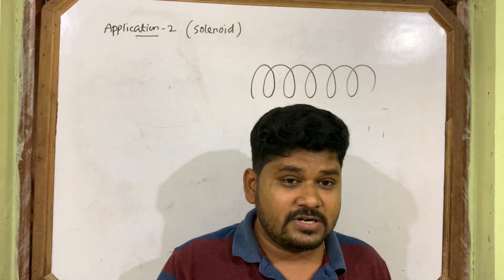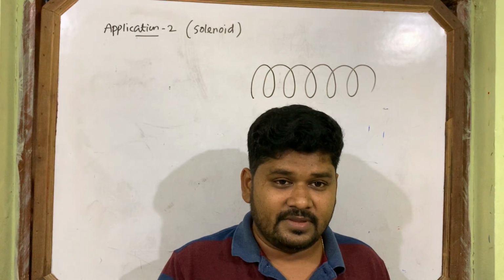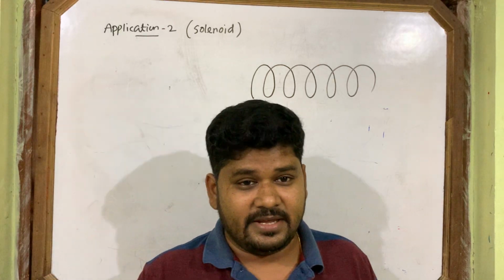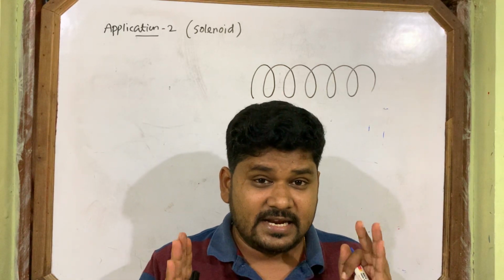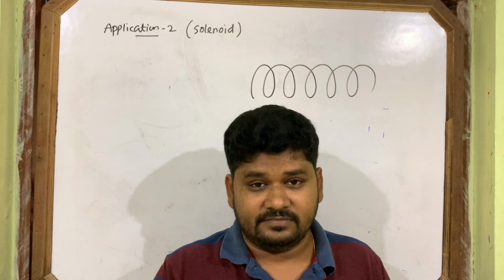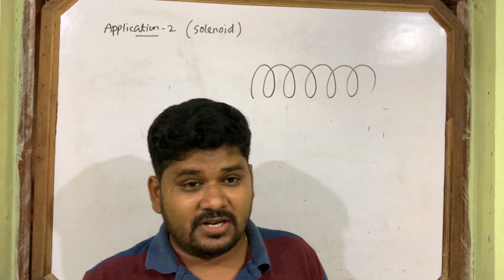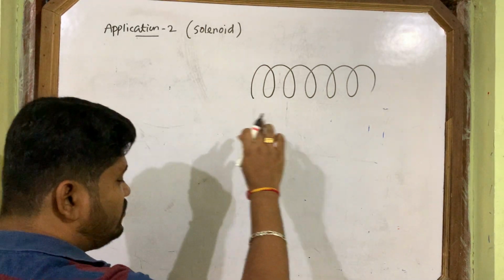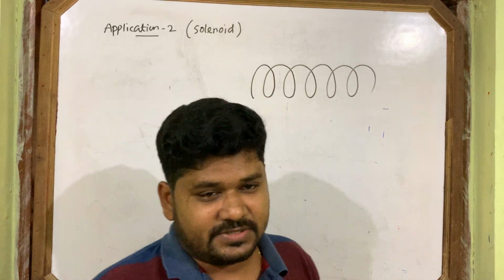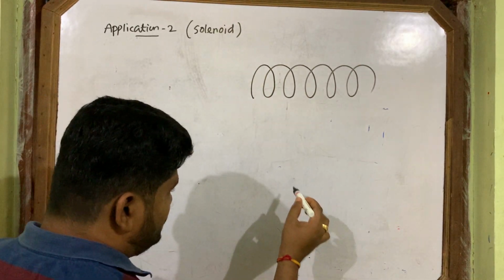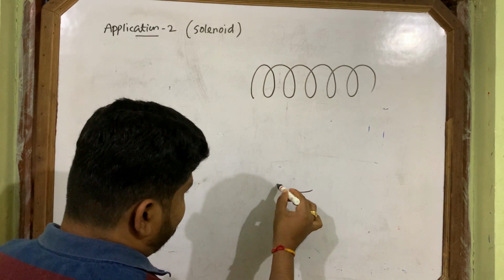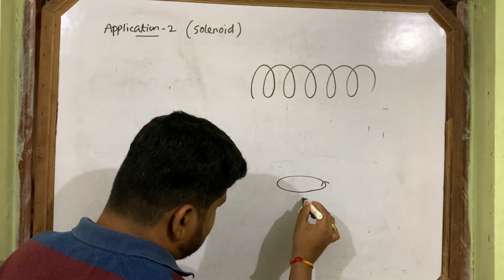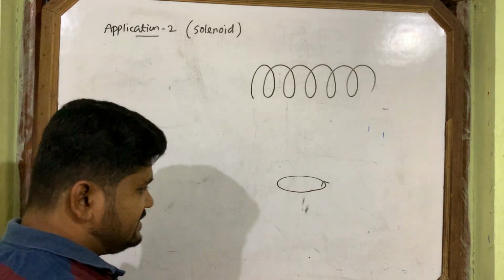When you provide current to this solenoid, it behaves like a magnet, because a current carrying conductor behaves like a magnet. And remember, inside the solenoid, the magnetic field is uniform. How and why is the magnetic field uniform? Let's discuss. I am telling you first about only one coil. This is one coil where current moves like this.